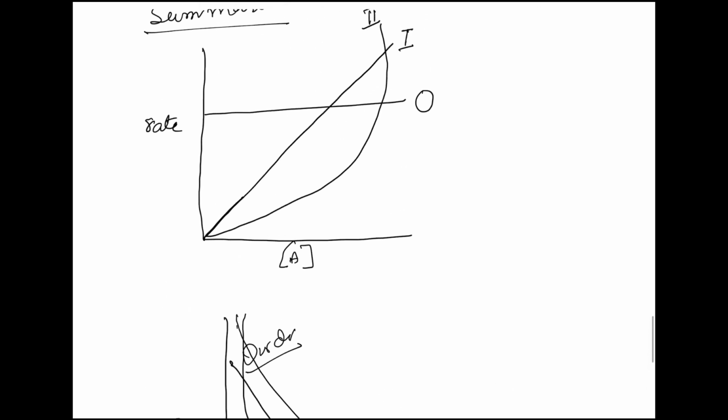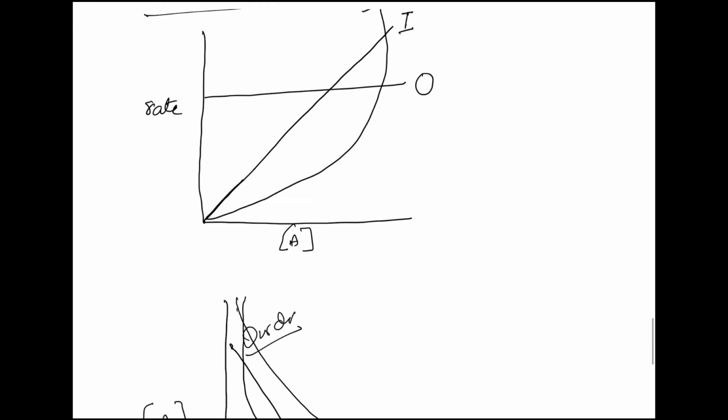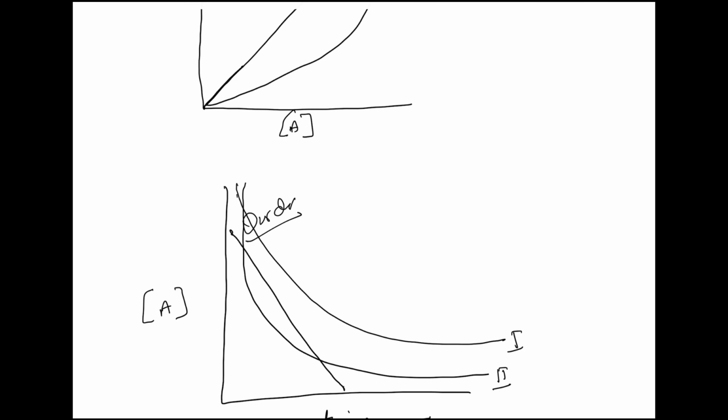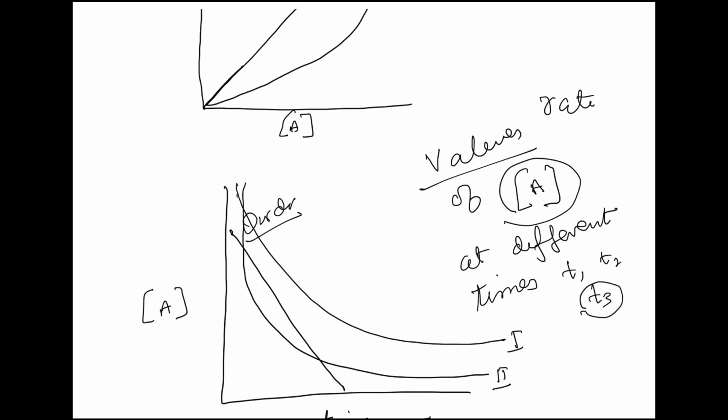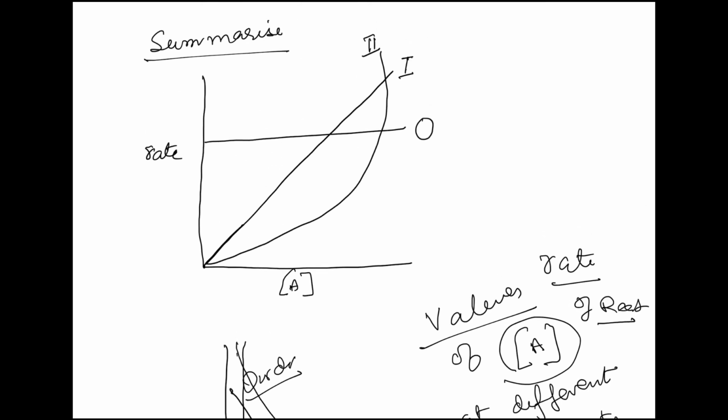So this is the summary of the structure of graphs by which we can determine the order of reaction, after taking the values of A at different times T1, T2, T3, and then we plot a graph between concentration and time, or we can determine the rate of reaction and then plot a graph between rate and concentration of reactant, and then by looking at the structure of the graph we can say what is the order of the reaction.